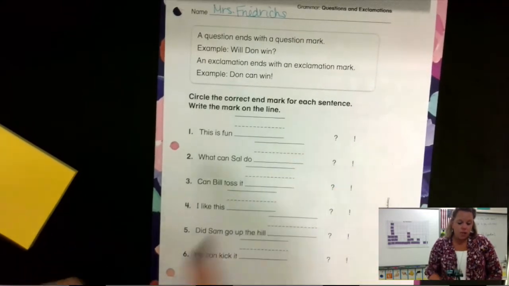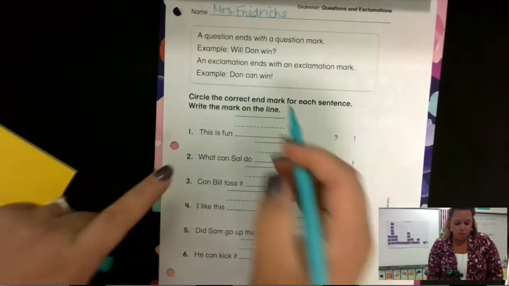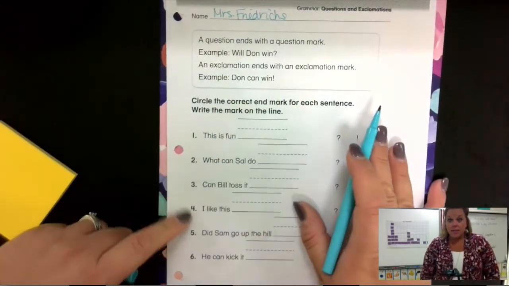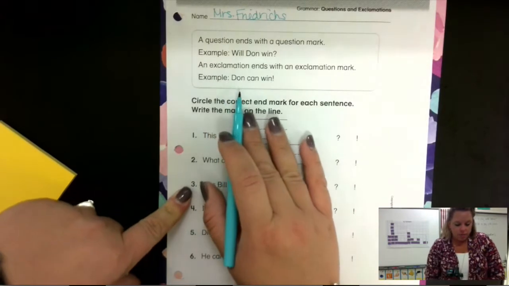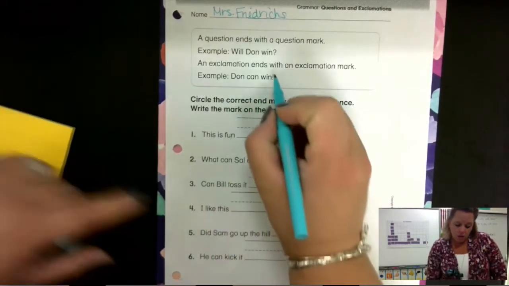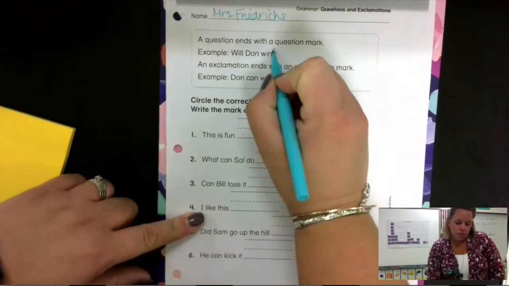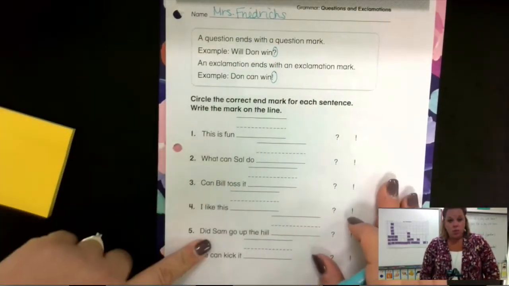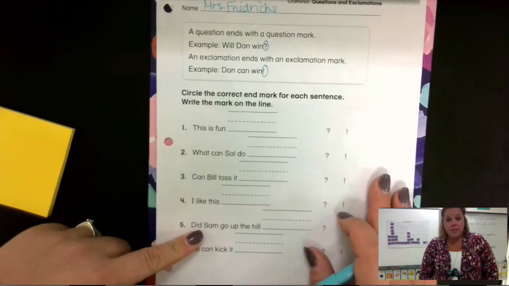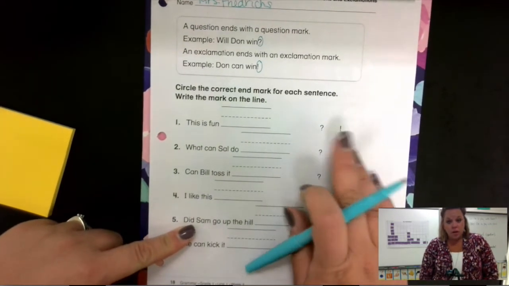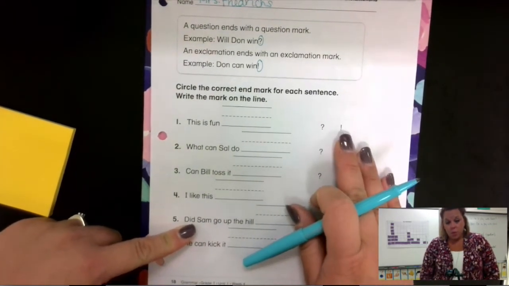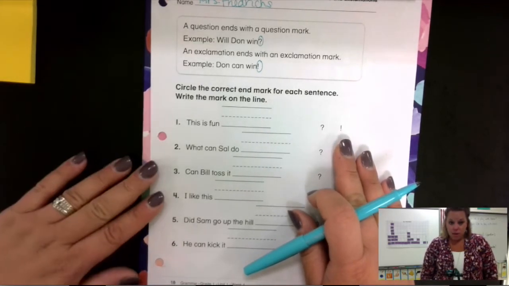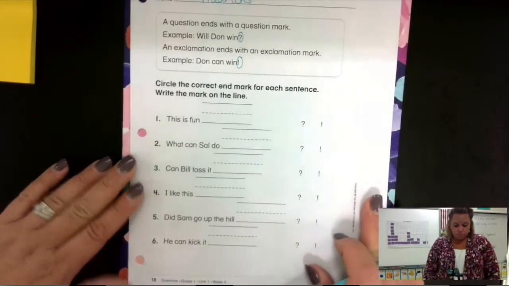Remember, it says a question ends with a question mark. Example, will Don win? An exclamation ends with an exclamation mark. Here's our example. Don can win. Notice there's an exclamation here. There was a question mark at the end there. Now, what we need to do is we need to read through these, and we need to decide if it's going to have a question mark or an exclamation mark. We're going to circle the correct mark and write it on the line. Let's go ahead and get started.